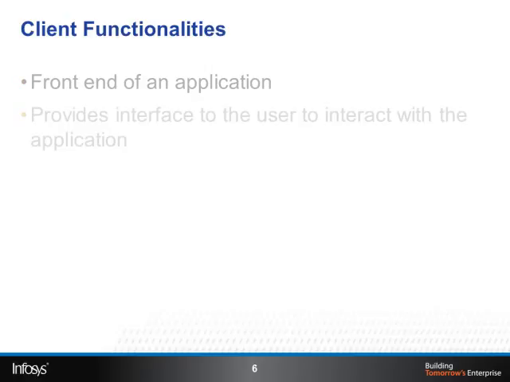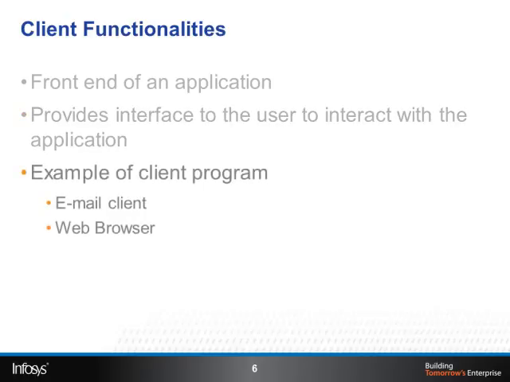Now, let us see some functionalities of the client component of an application. The client component is usually a front end of an application which provides an interface to the user to interact with the application. An email client is an example of a client program as it serves as an interface to send or receive emails over the network. Another example is a web browser, which sends requests to the web server for web resources.